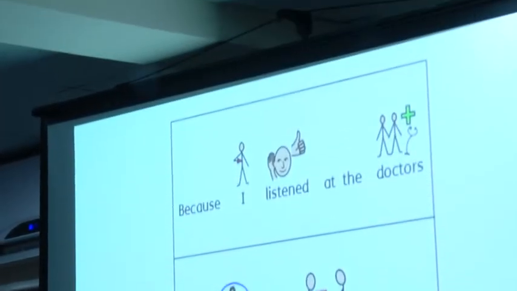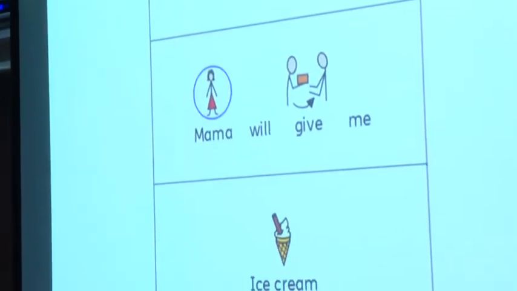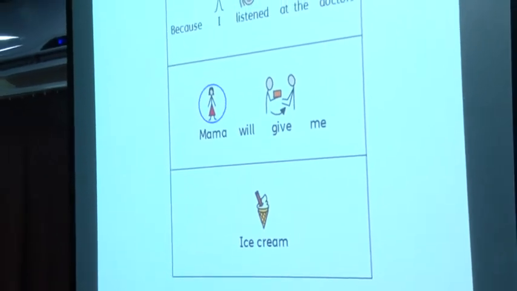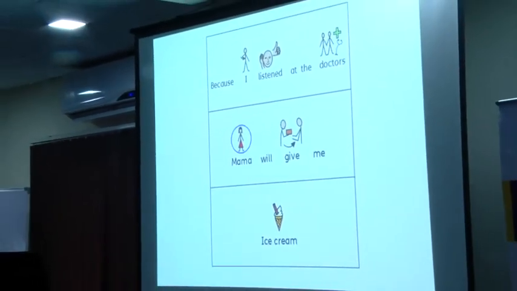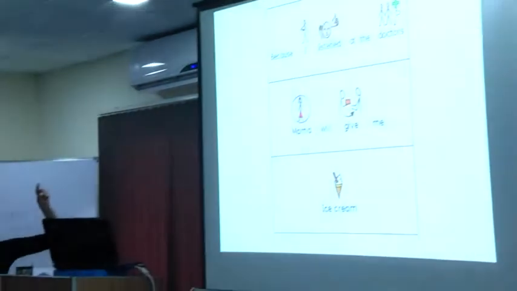If you are able to, reward them and show them visually what the reward is, you usually see better, more compliant behaviors. So, because I listened at the doctor's, Mama will give me an ice cream. So you're also specifying what the child did really well, because I listened. So they know that that is what is required of them.